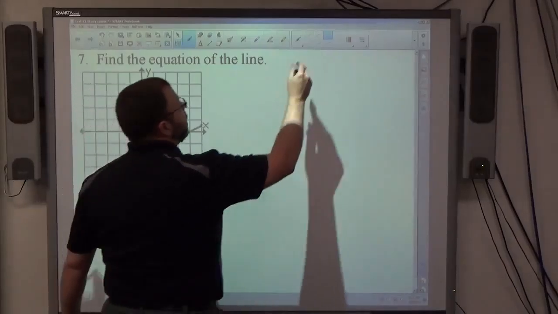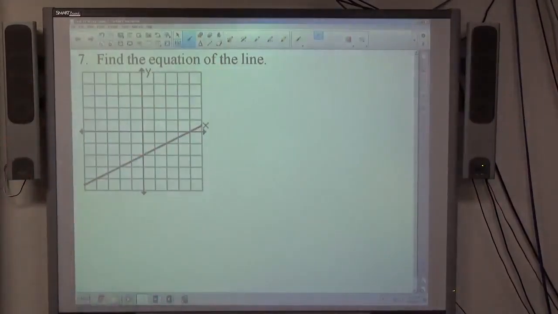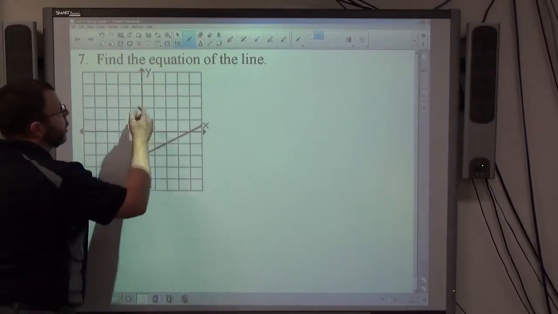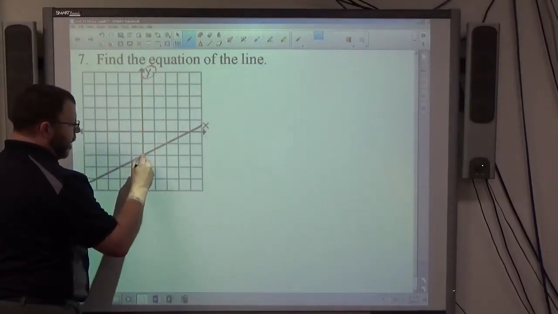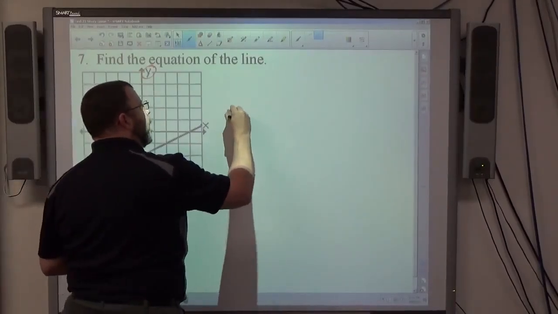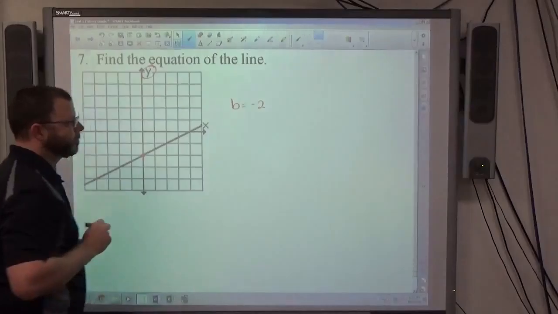Number 7, find the equation of the line. So the two things I need are the slope and the y-intercept. In order to find the y-intercept, just look. So here's the y-axis, and it crosses right here. The value of that point is negative 1, negative 2. So the y-intercept's value is negative 2.